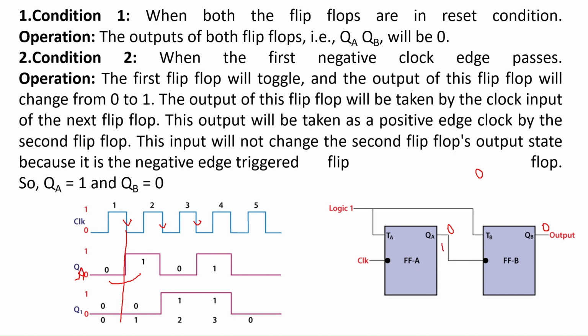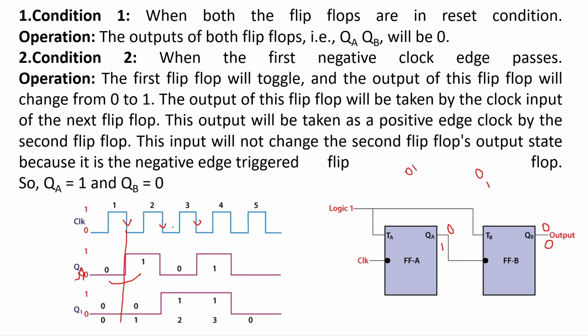This 1 is applied to the next flip-flop B. The 1 is considered as the positive edge of the clock, so there won't be any change in the output. So the state will be 0 1, whose decimal count is 1.